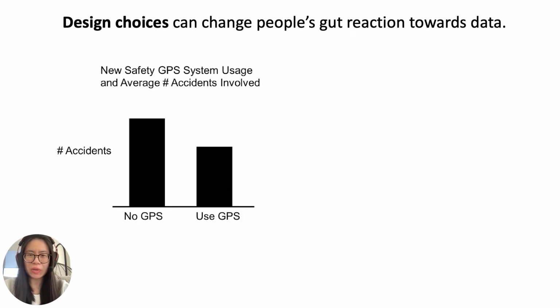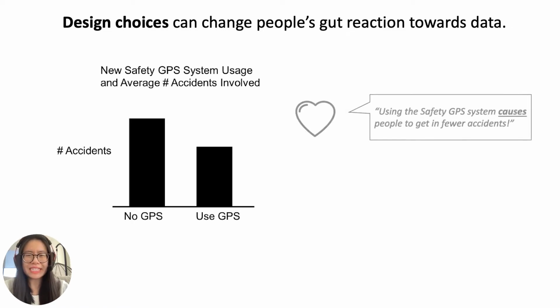Looking at this chart showing the number of accidents drivers are involved in, what would you conclude? It's tempting to say, well, drivers who use the new safety GPS system get in fewer accidents than people who don't. It looks like the safety GPS system causes people to get in fewer accidents. And this is your gut system at work, coming to conclusions intuitively and assuming causal relations when none is depicted.